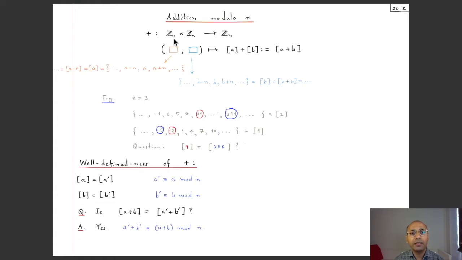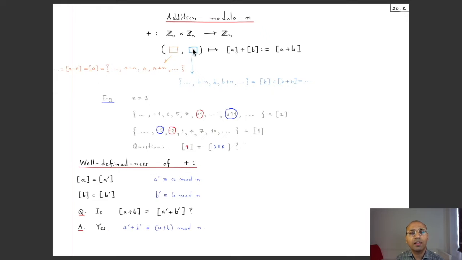Now let's recall that Zn is the collection of all equivalence classes under the equivalence relation of congruency modulo n. So I want to know how, given an equivalence class from here and an equivalence class from here, I can add the two. So let's take this equivalence class, denoted by this orange box. So that's a set, and it has a lot of members. Maybe there's a member a, and then a plus n is there, a minus n is there, and so on. So this is the equivalence class containing a, but it's also the equivalence class of any of the members of this set. So equivalence class of a minus n, equivalence class of a plus n, and so on.